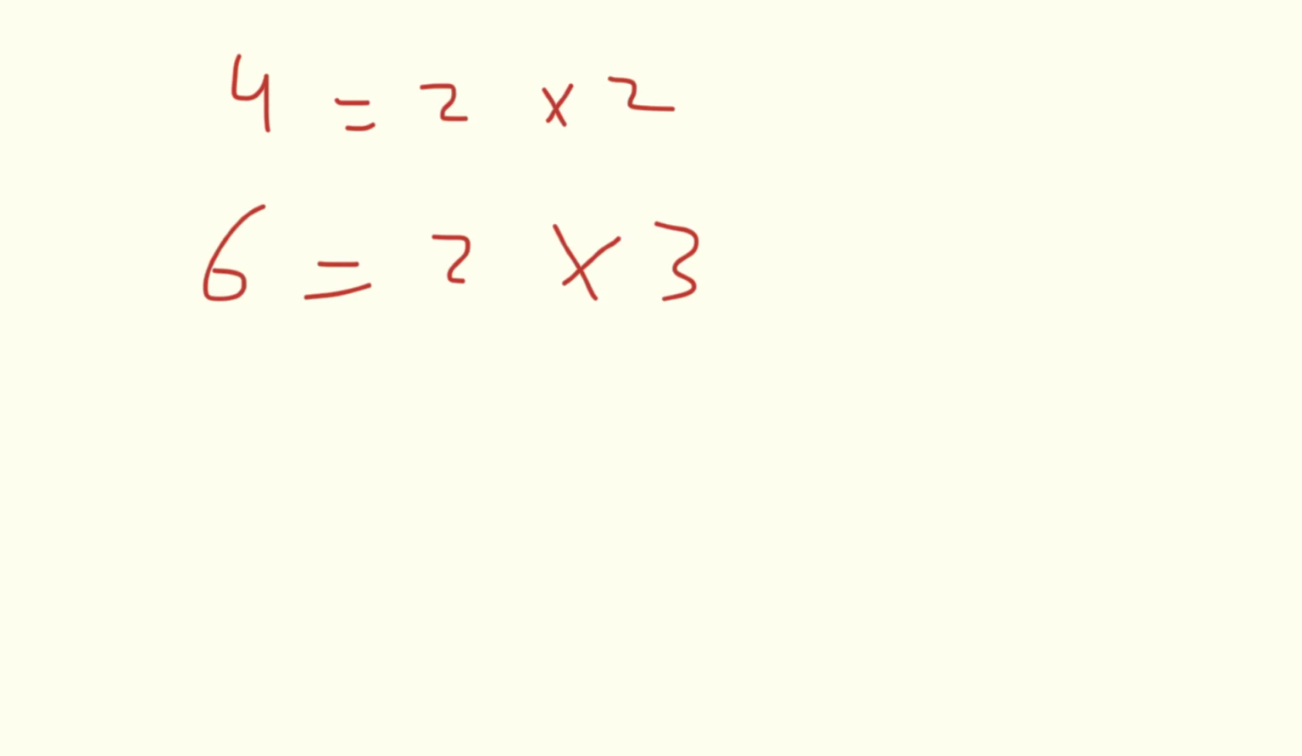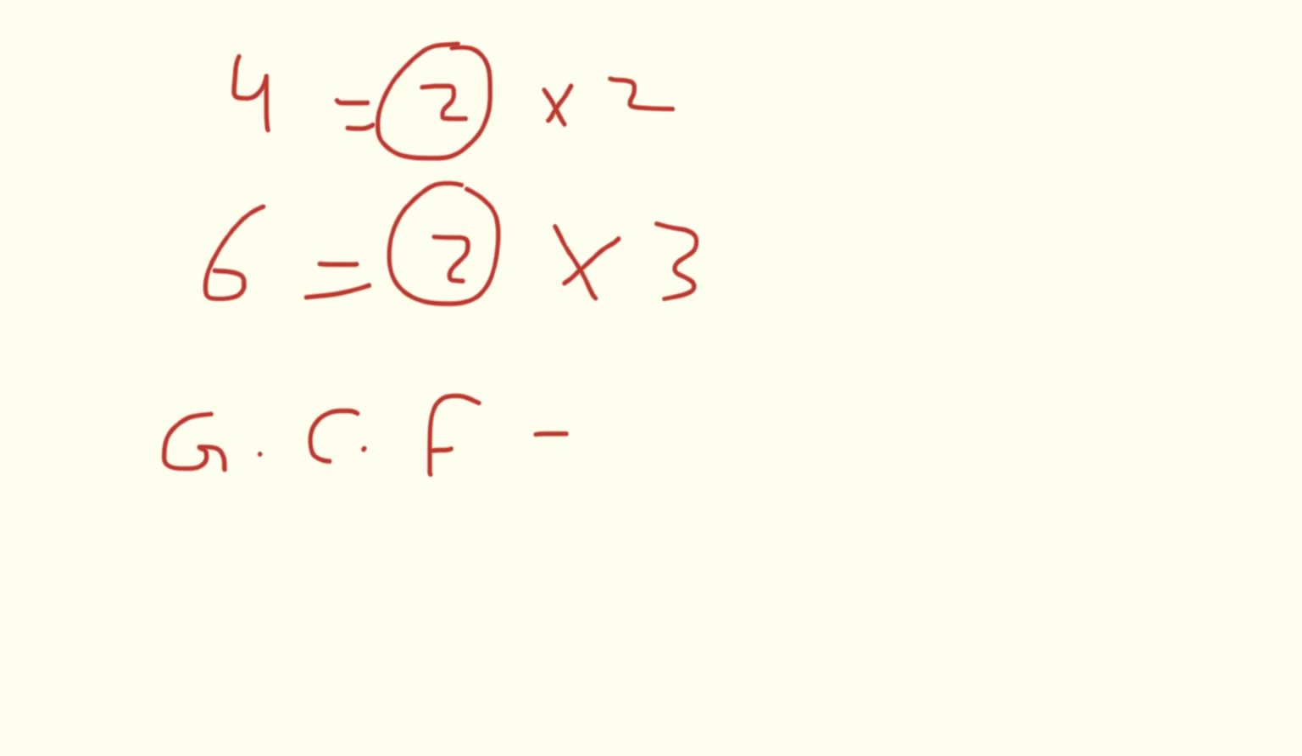Okay, so the idea of factoring: if you have, for example, 4, it's factored as 2 times 2. And if you have 6, it's factored as 2 times 3. So if you want the common factor between 4 and 6, the common factor will be this 2, right? Because this is in both. So the greatest common factor here is equal to 2.